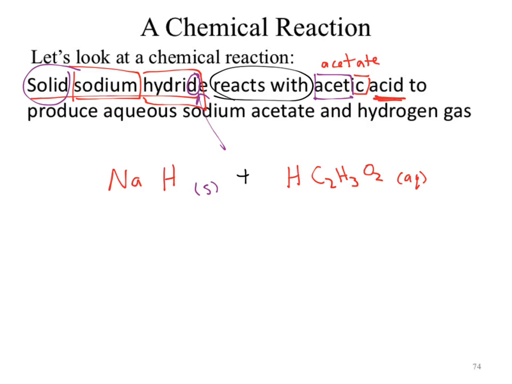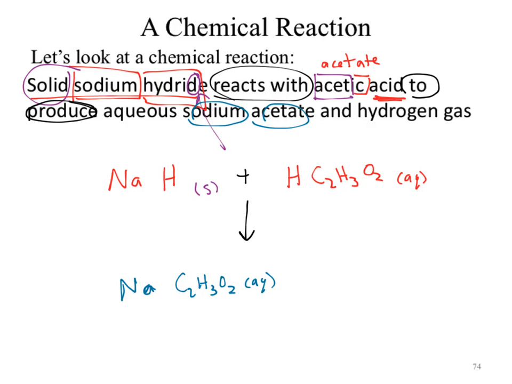Because I wrote too big, it says then to produce. What does that mean? A reaction arrow to produce what? I have sodium acetate. Well, acetate's the complex ion, C2H3O2. The phase said it was aqueous.